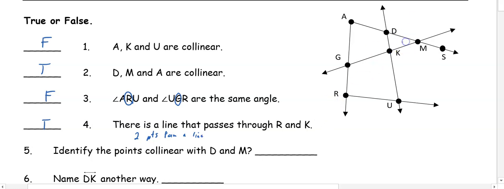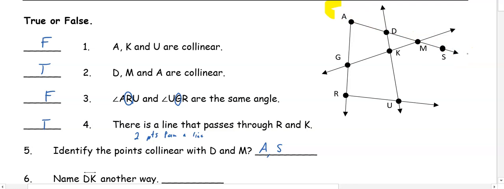Number 5, identify the points that are collinear with DM. Well, DM is on this line together. So the other points that are also on it would be A and S. Make sure you separate your points with a comma. If you write them together, that means something different.